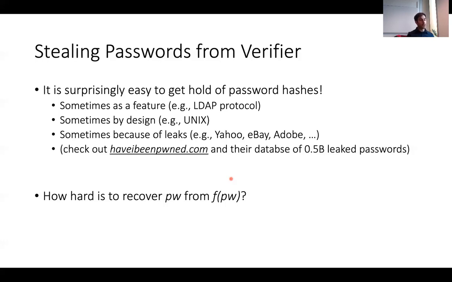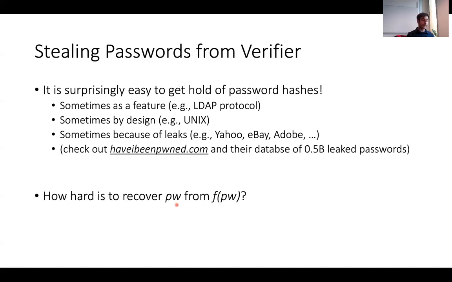This has happened to Yahoo. This has happened to eBay. This has happened to Adobe. And if you've never done it, there is this website, Have I Been Pwned, which is a project which collects all of these leaks. They have this huge database of leaked passwords, and you can go there and download a database of hashed passwords which have leaked from all of these services. Therefore, it's very important to ask the question: how hard is it to recover the password from the hash of the password, or from F(PW)?